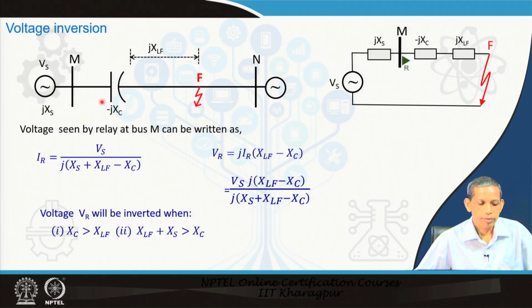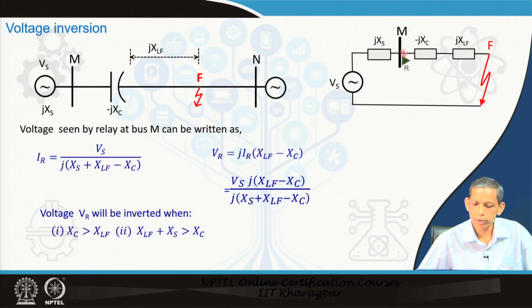Now, we will go to another phenomenon called voltage inversion, like we discussed for current inversion. Same system. We have the relay here, and the equivalent circuit diagram becomes this. What circuit condition leads to a different situation, we would like to figure out. So, the voltage seen by the relay at bus M: now we will calculate the voltage seen. Already we have mentioned I r through this is V s upon j times X s plus X L f minus X c.